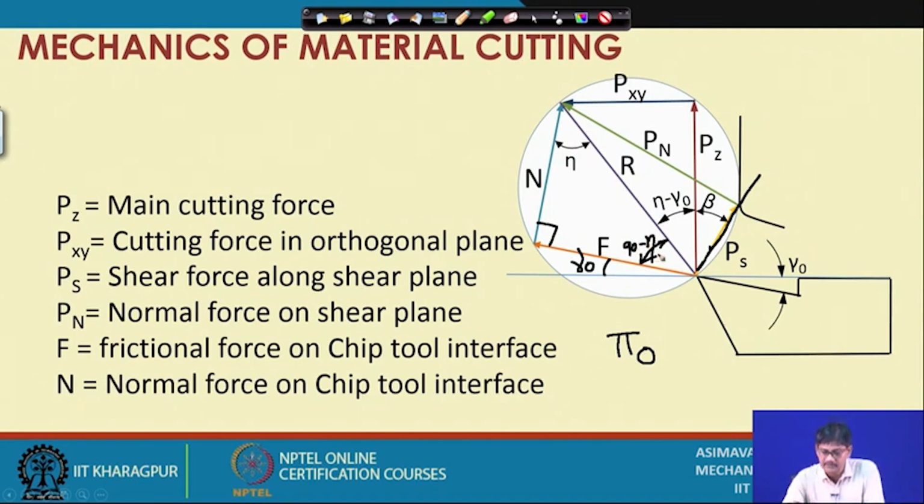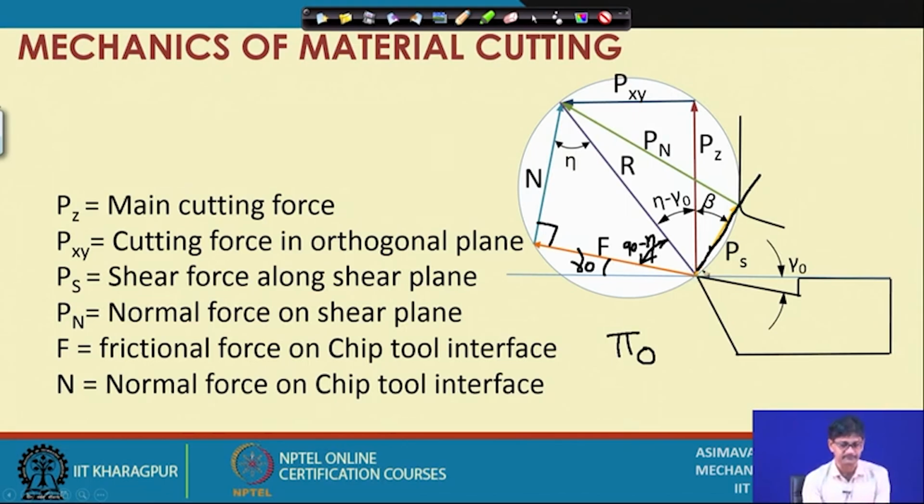Let us have a quick check. Eta minus gamma O plus 90 minus eta, how much is that? Eta cancels, 90 minus gamma O. Yes, this is 90 minus gamma O. So, this matches with our calculations. So, this way we have the angular values of all these segmental angles, and therefore we can further establish another relationship between all these.